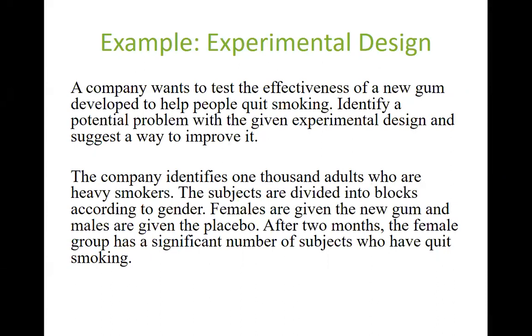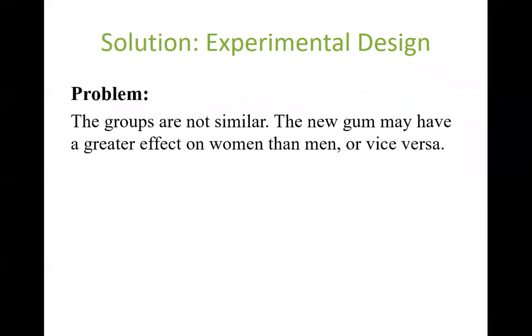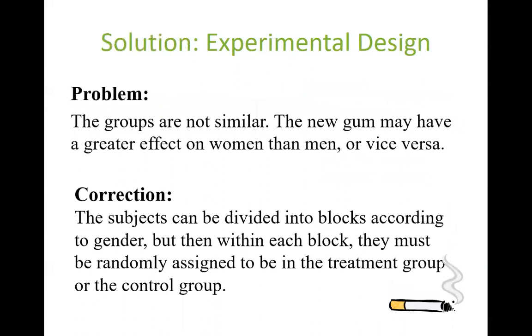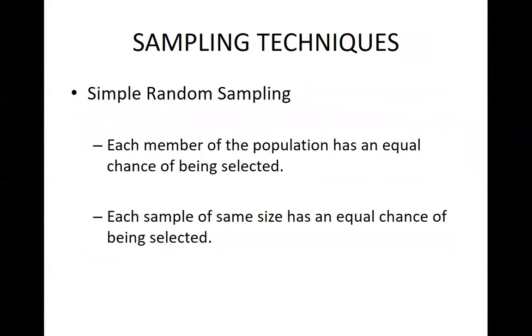Absolutely. What's the potential problem with doing it this way? Okay, when you say bias, tell me what you mean by that. My females might have different factors into play. Very good. There may be something that's inherent to females that makes them either more likely or less likely to be successful with the gum, but you're not going to identify that by conducting it this way. So here's the issue. The groups you divided them in are not similar. You could have a different effect on men than on women. So exactly what Natasha suggested, if you divide them first into blocks, males and females, and then within each block randomly assign them to a group, you would get much better results.